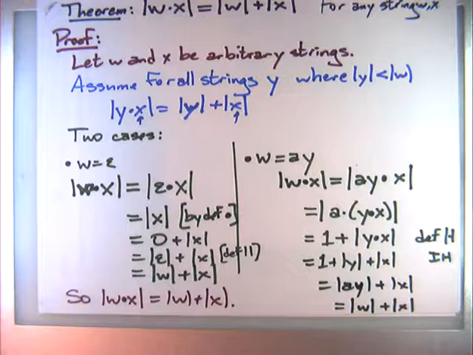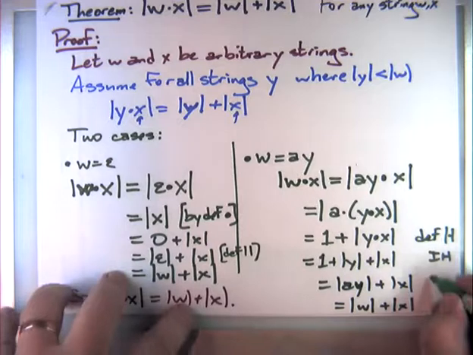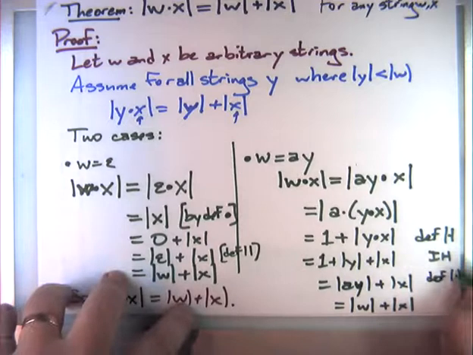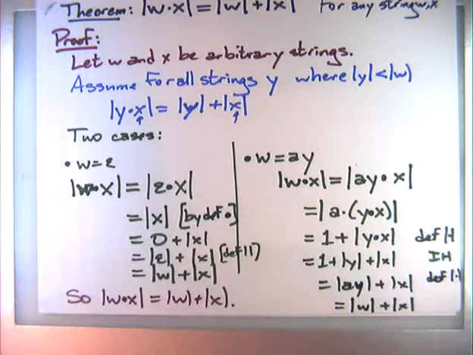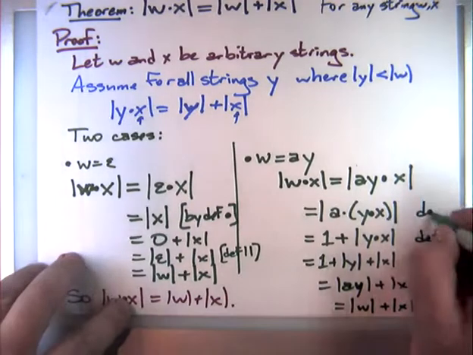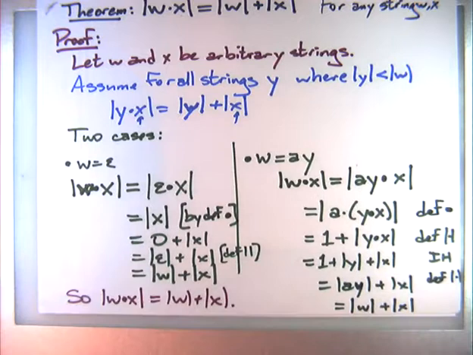These two lines of reasoning sort of click together because the third to the bottom line implies the second to the bottom line by definition of length. Okay? So ultimately, everything boils down to the definition of concatenation or the definition of length, or the induction hypothesis. Okay?